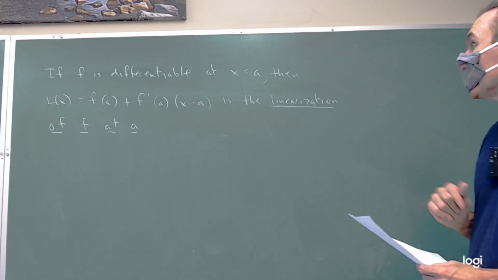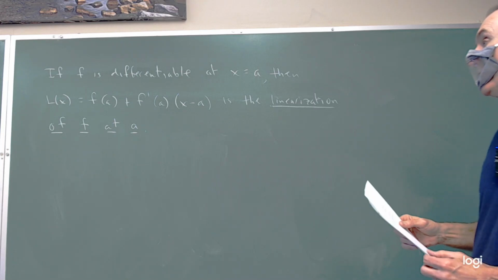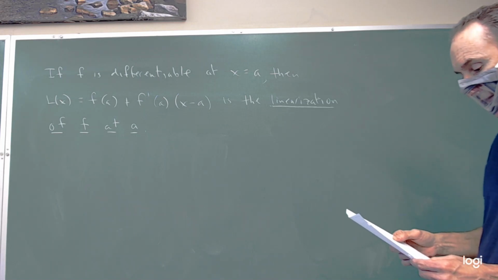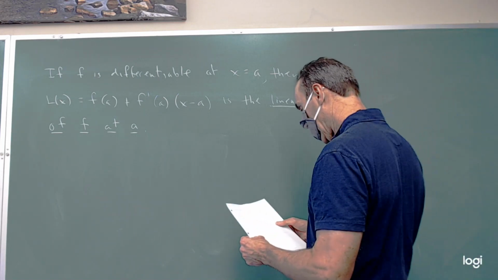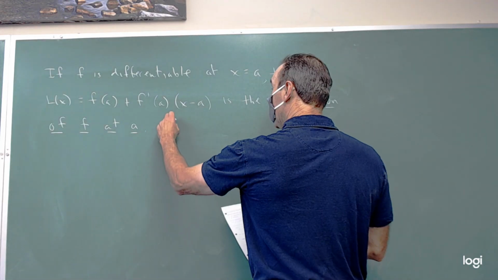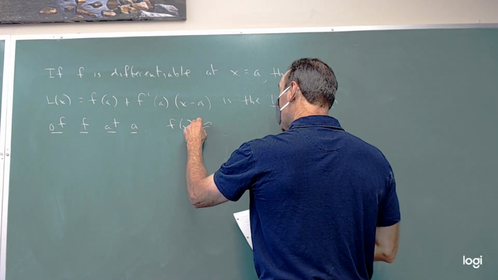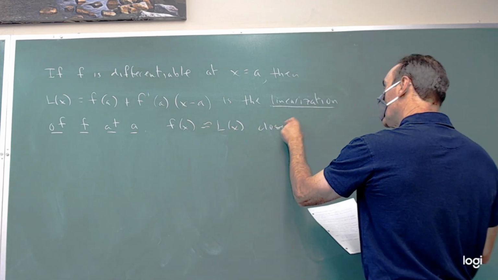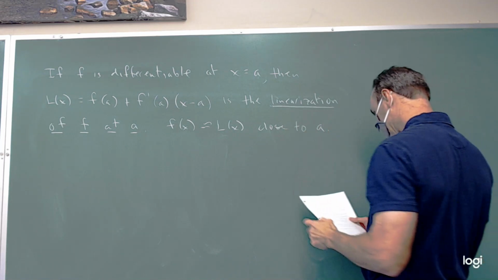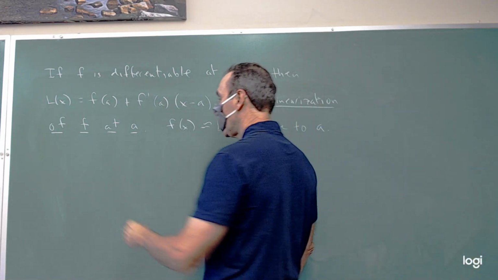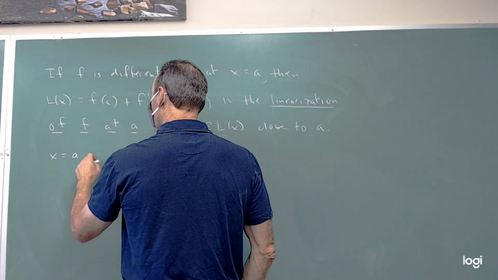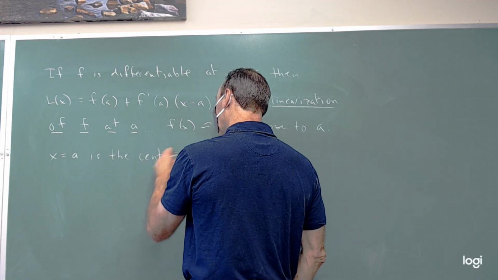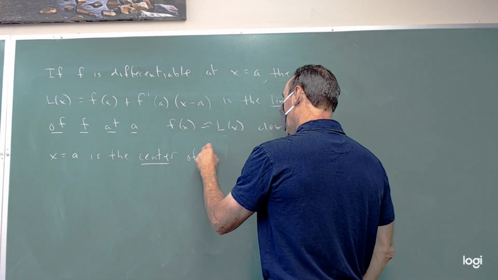If f is differentiable at x equals a, then L of x equals f of a plus f prime of a times x minus a is the linearization of f at a. So we say f of x is approximately equal to L of x close to a. X equals a is also called the center of the linearization.